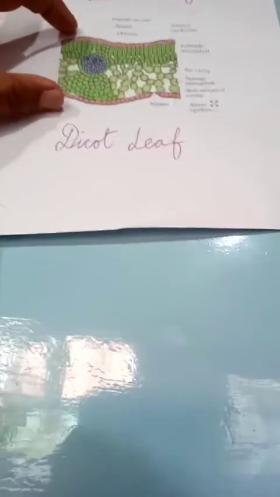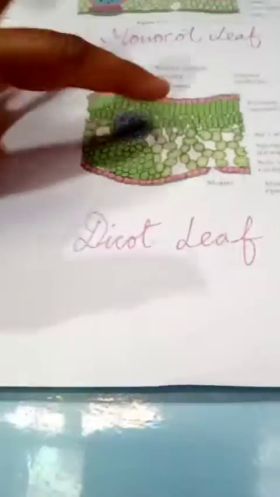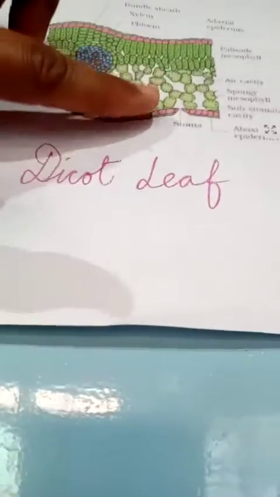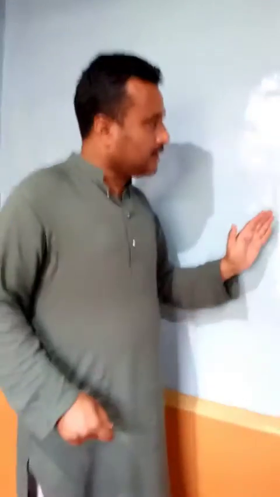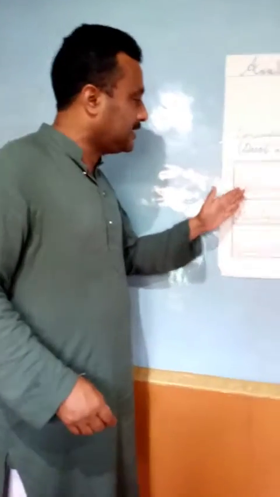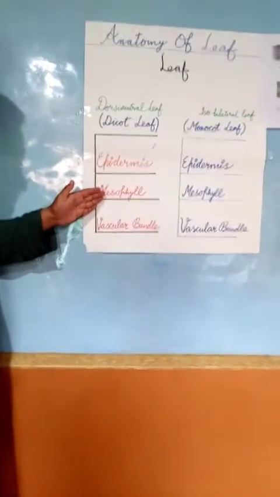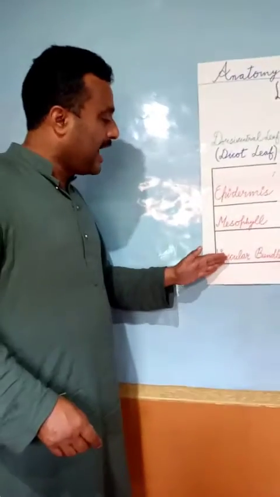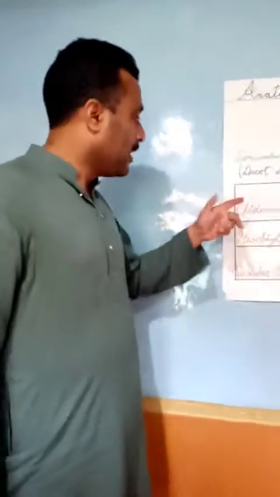If we go into the detail, this is the diagram of the dicot leaf. Here we will see that the ground tissue is differentiated into an upper part and a lower part. The internal structure of the dicot leaf can be discussed under three different headings, into three regions. The first is the epidermis, the second is the ground tissue or mesophyll tissue, and the third is the vascular bundle.